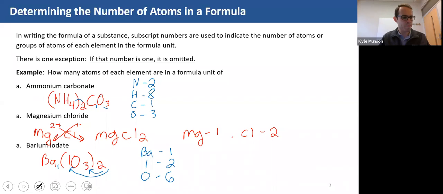Hopefully that was clear, and that's pretty much it for this section. We're going to apply this and do this over and over and over again as we find the masses of these compounds, and that's what we're going to do in the next video. So see you there.